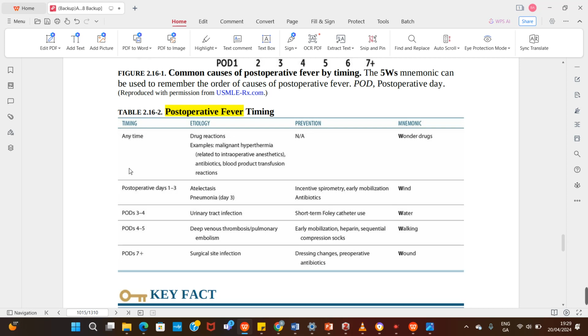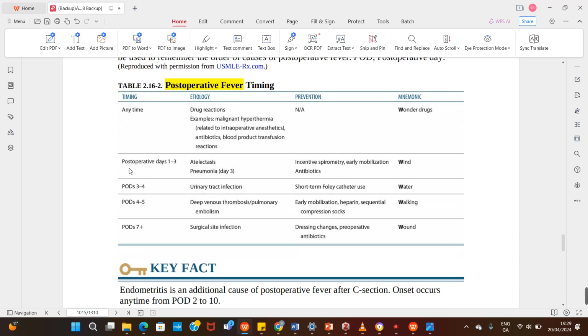So day 4 to day 5, you think about walking. That means clot in the leg, right? DVT, PE, they can also be a cause of postoperative fever. The most effective strategy to prevent DVT is early ambulation. Please don't be deceived. Not heparin, not anticoagulation, but early ambulation. Like in atelectasis, it also helps to prevent DVT and eventual pulmonary embolism. Early ambulate, give anticoagulant like heparin, and the least effective, wearing TED stockings or compression stockings.